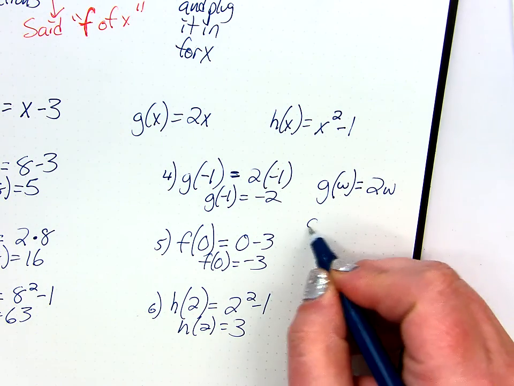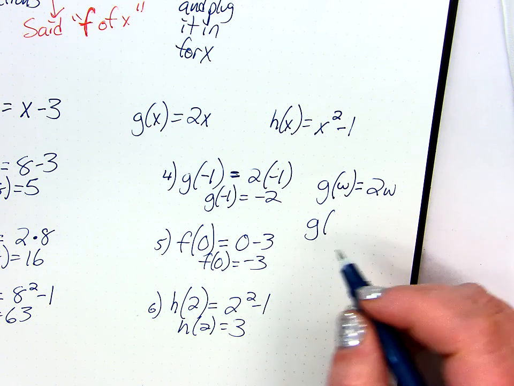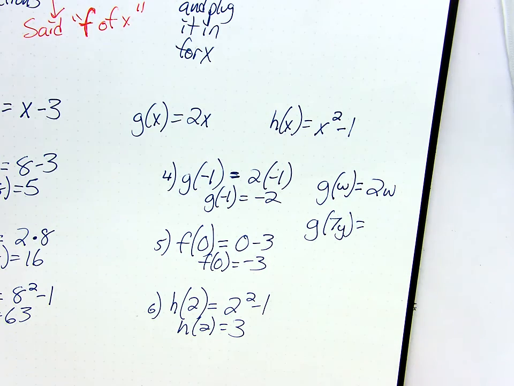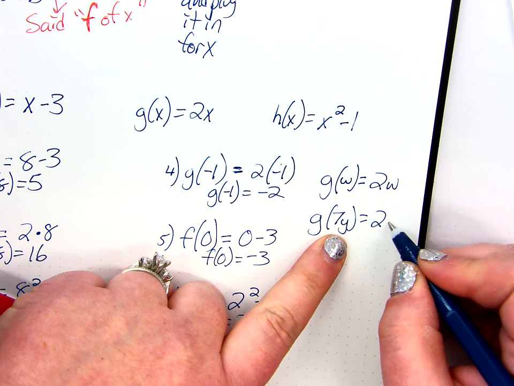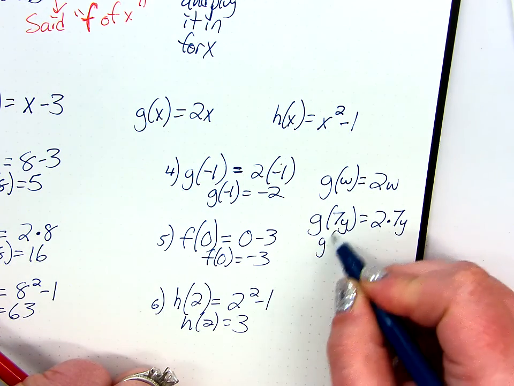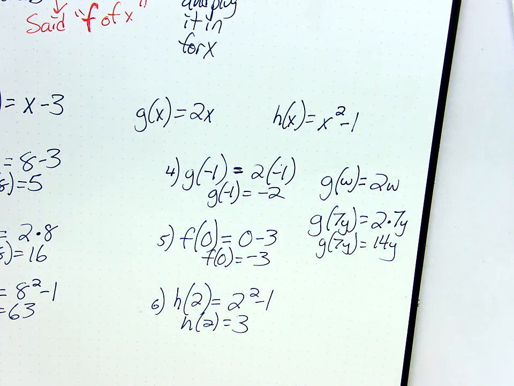So try another one. What if I did g of, I don't know, how about 7y? 14y is correct. You're going to do 2 times, and then you're not going to write x. You're going to write whatever is in that parenthesis. So in this case, it's 7y, and it's multiplication, right? So that's how I get 14y. Isn't that weird? I know it's weird. But whatever's in there, you just dump it in place of x.